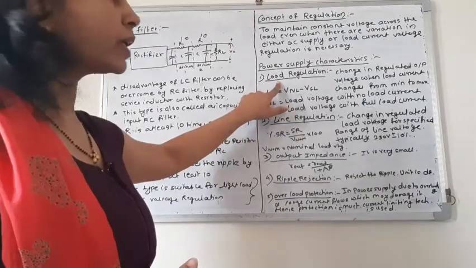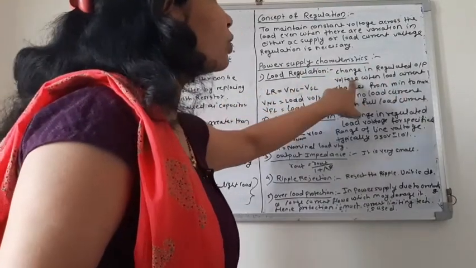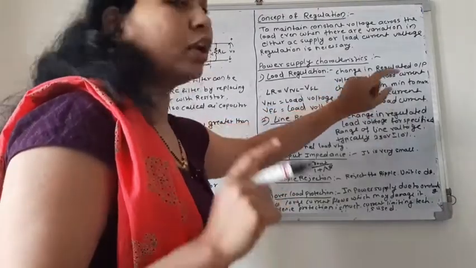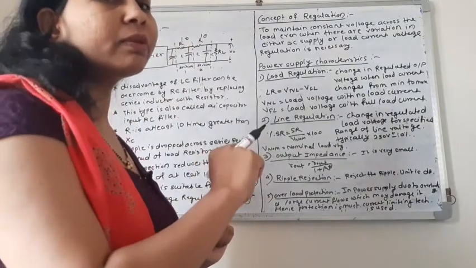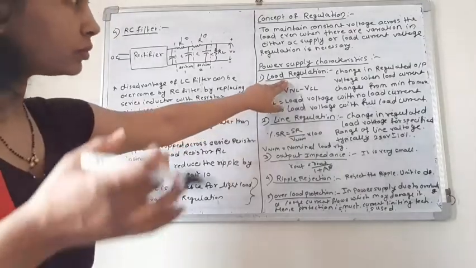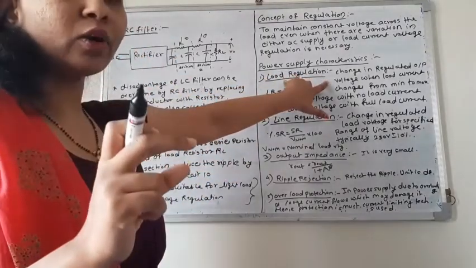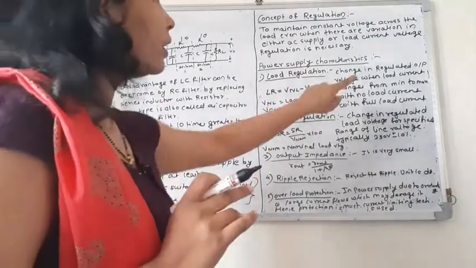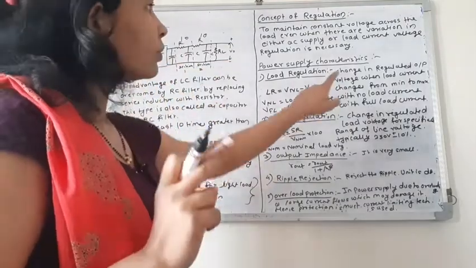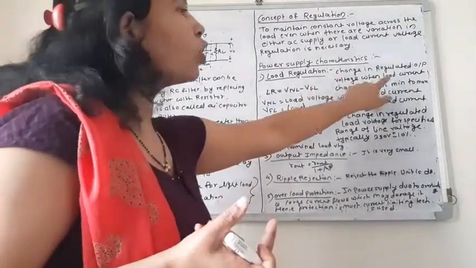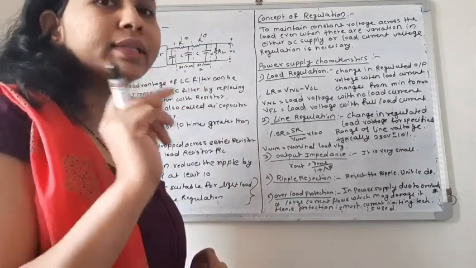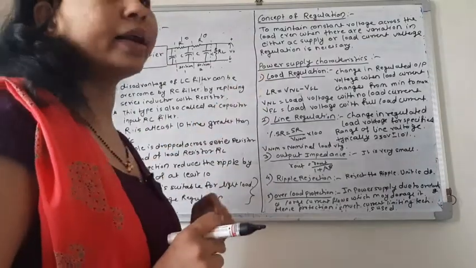So what is load regulation? It is the change in regulated output voltage when load current changes from its minimum value to maximum value. The output which is regulated by the regulator changes when load current changes from its minimum value to maximum value. This change is called load regulation.